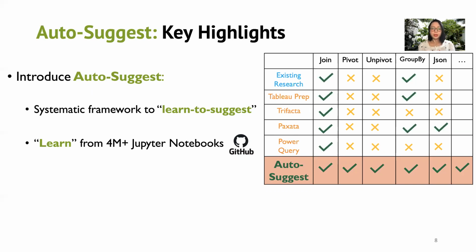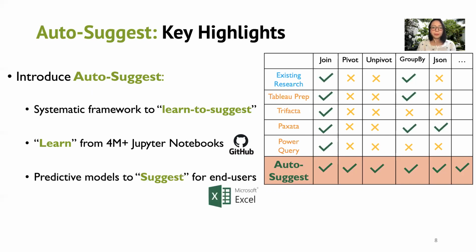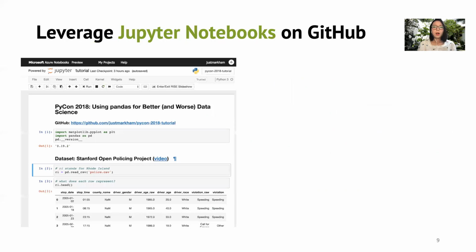We use them as training data to build predictive models that can suggest relevant data prep operations for non-expert users like Excel users. We want to emphasize that through a systematic approach, this work can be easily extended to new operators that are not covered in the paper. We mentioned Jupyter notebooks. Now I'll first give a brief overview of notebooks before showing how AutoSuggest works.